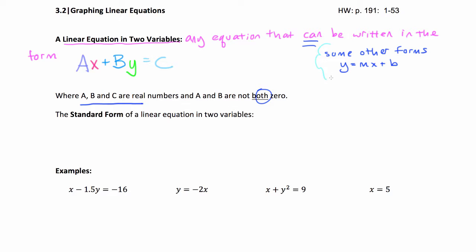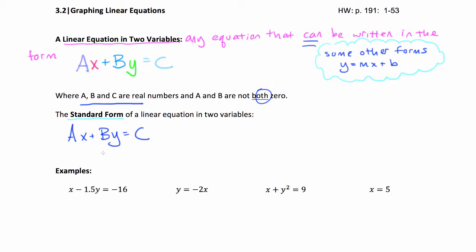This is something we'll come to later, but anything that's written in this form could be written in this form by just subtracting mx from both sides, because there's nothing special about this a, b, and c. This is called the standard form of a linear equation, and it's something that often MyMathLab will want you to have your final answers in. So that standard form again is ax plus by equals c.